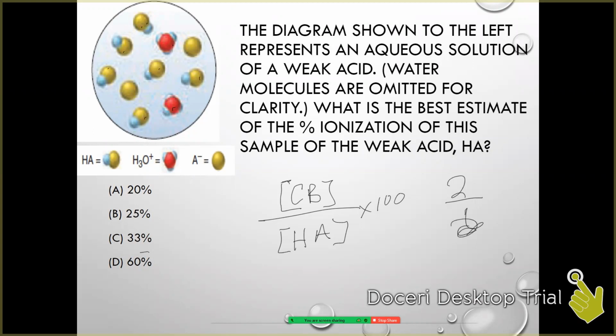And what I forgot was these 2 red ones, because this is the original concentration. They also would have originally been part of that concentration too. So you really needed to do 2 divided by 8, if I can count correctly. So that's where you end up getting your 25%. Yes, ma'am.